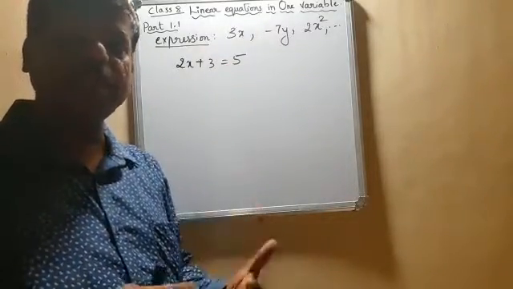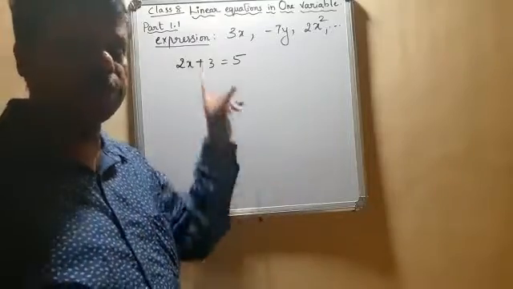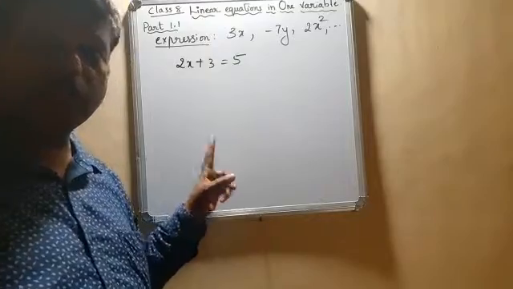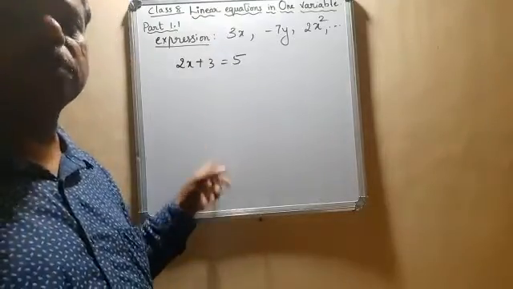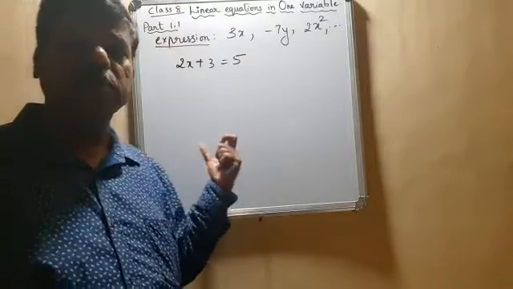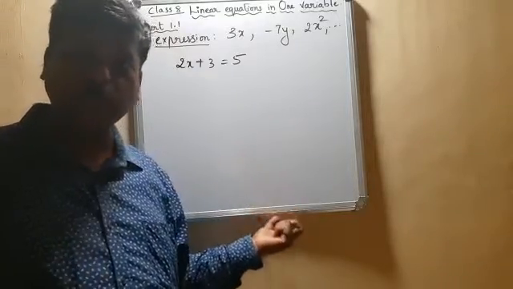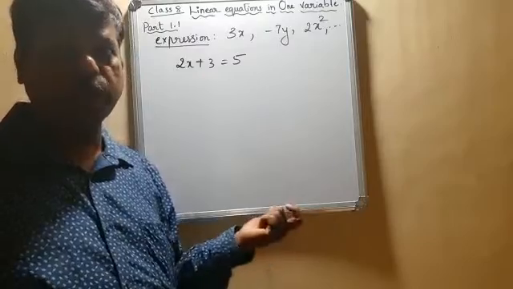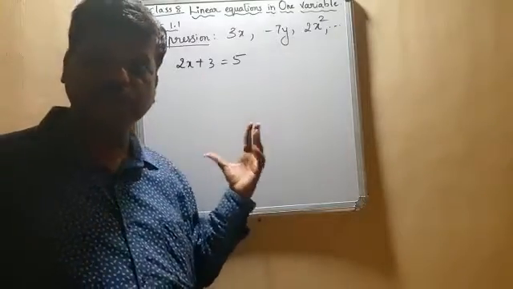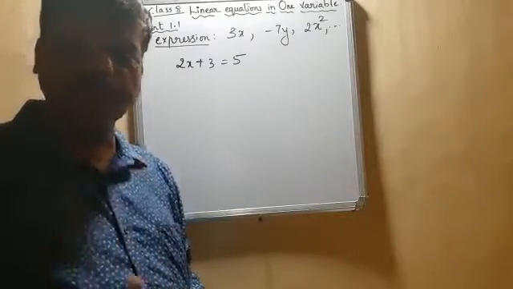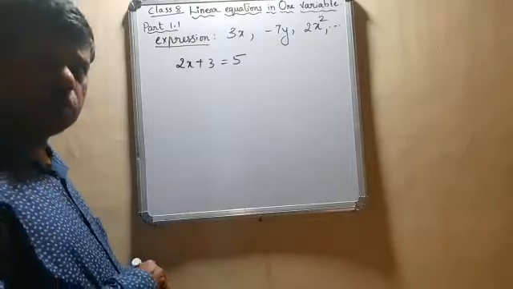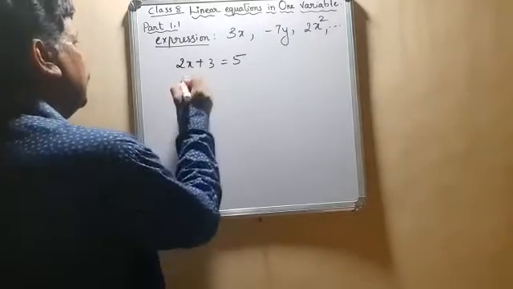If it is having more than one variable, then it is not coming under linear equations in one variable. As there is only one variable and the variable has got highest power 1, that is the reason it is called a linear equation in one variable. Now I hope you have understood this part. The solution of this will be taken up in the next class. But before that, some more examples of linear equations in one variable are like this.